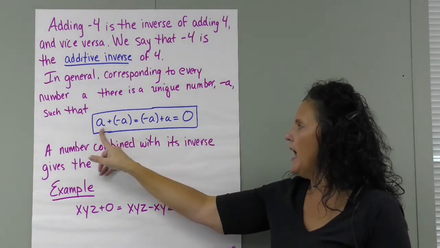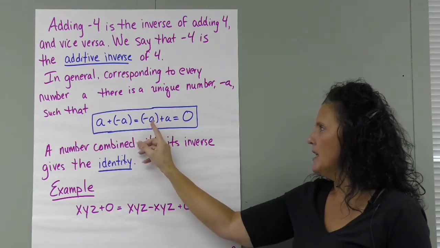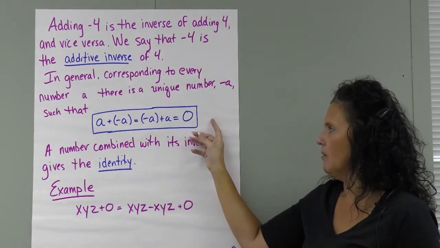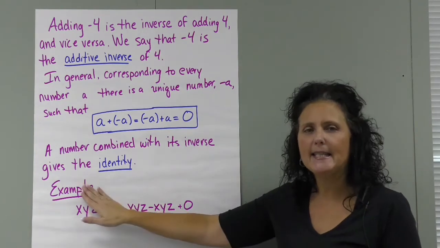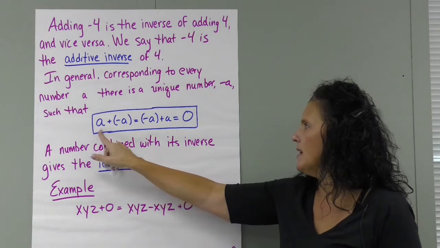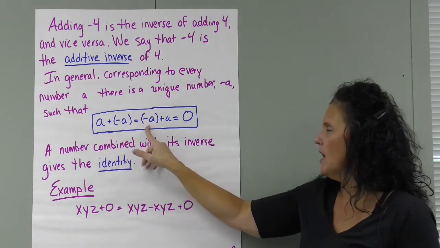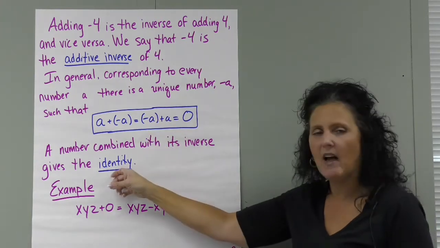So we can add a and negative a, where we flip them. Negative a plus a is equal to 0. So any number combined with its inverse gives us back the identity, which is 0. 0 is the identity. So if we have 6 plus negative 6, or negative 6 plus 6, both of those are 0. They cancel out. We're back to the identity.